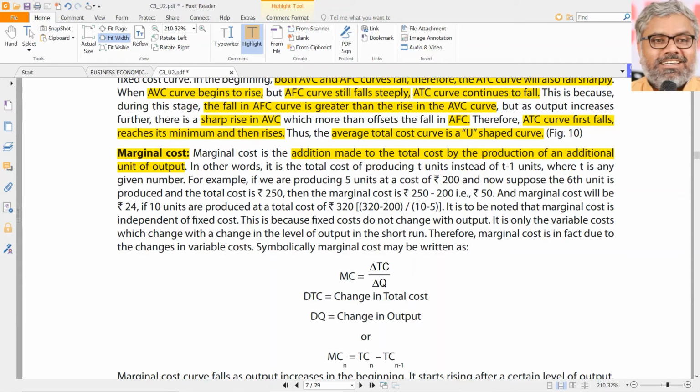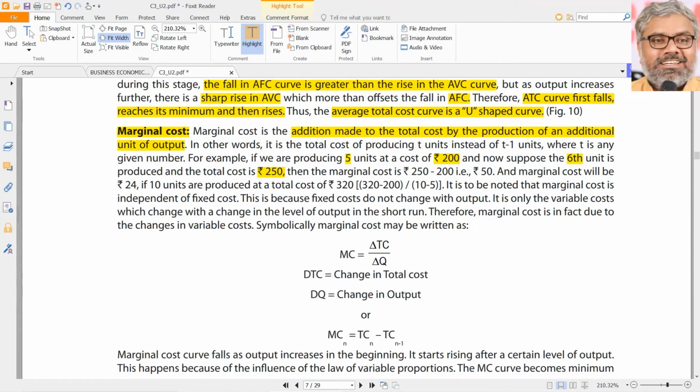Again, if you take an example, say 5 units are produced at a cost of 200 rupees, and now the sixth unit is produced and the total cost has become 250 rupees. From 200 it has become 250 rupees. What is the marginal cost of the sixth unit? That is 250 minus 200. How much additional cost results from the addition of one more unit of production? That is 50 rupees. That is marginal cost.